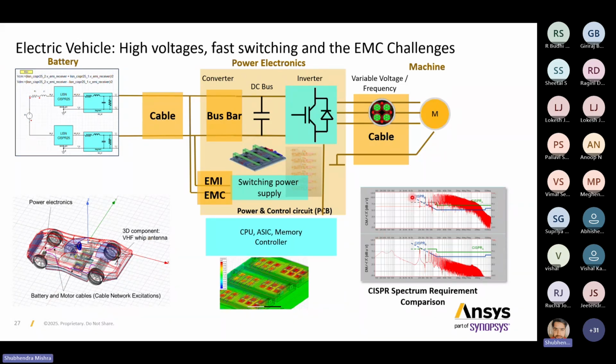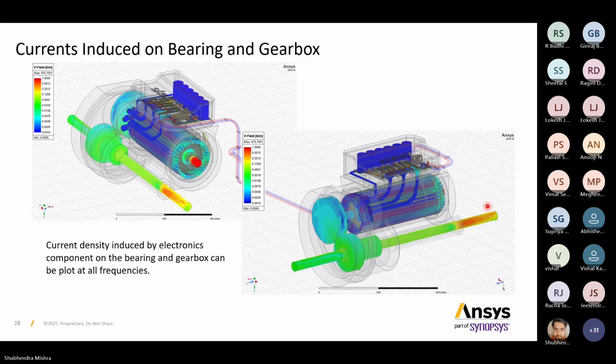Now for each CISPR level, we have different limit lines, which will be imported through our limit exceptions. After that, we will analyze what the violations are. So here you can see that there is one gearbox. In this gearbox, we have plotted the current which is induced from the interferences. You can see that we have plotted the currents induced on the gearbox.